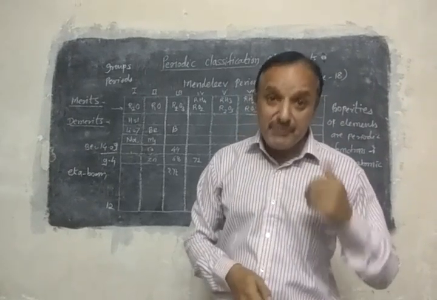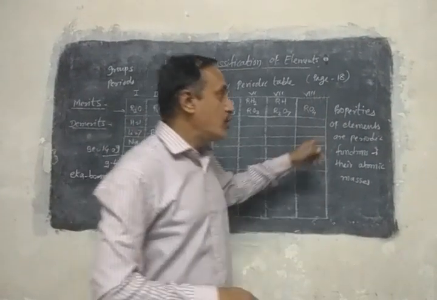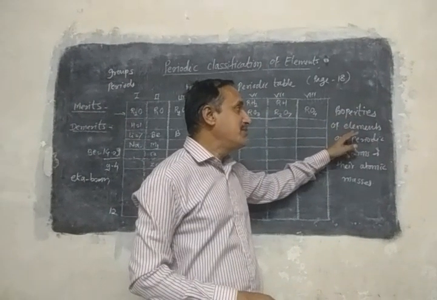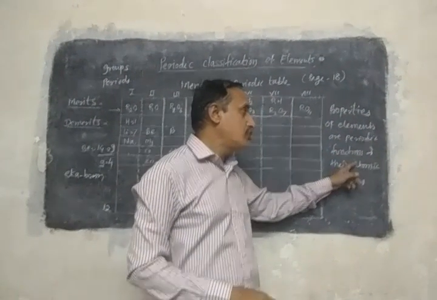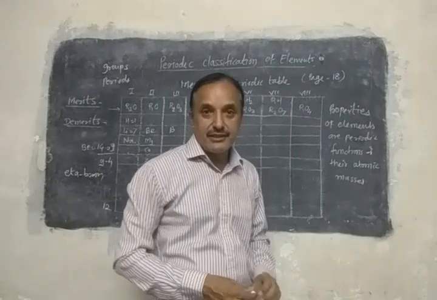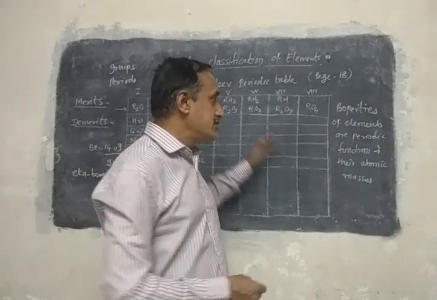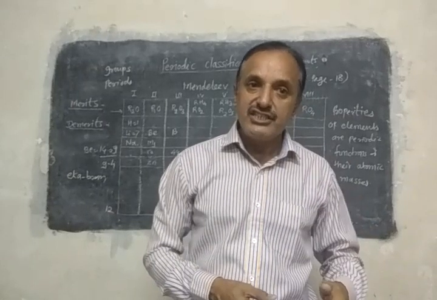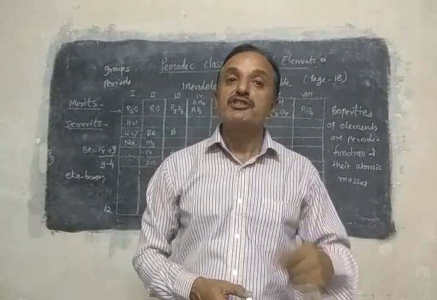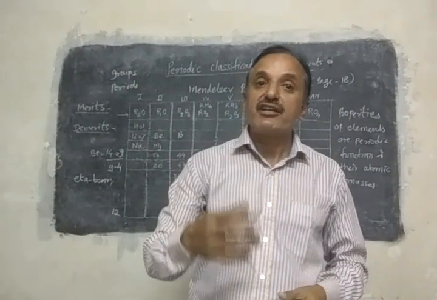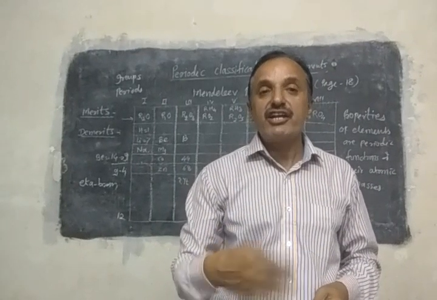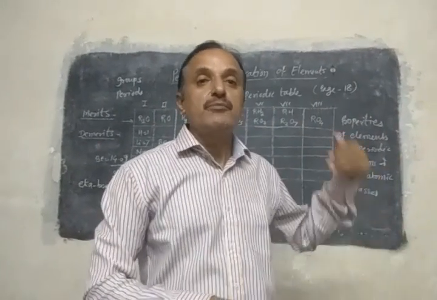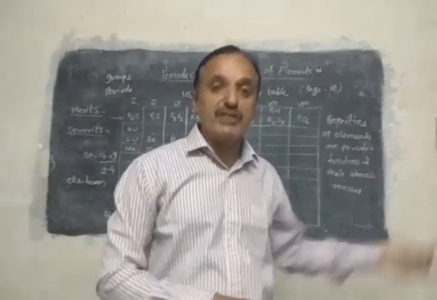So he made a law. That law is called Mendeleev's periodic law. That is, the properties of the elements are periodic functions of their atomic masses. Means what? When atomic mass changes, the properties of elements also change. But after a certain interval, the next element comes that shows properties similar to the previous one.